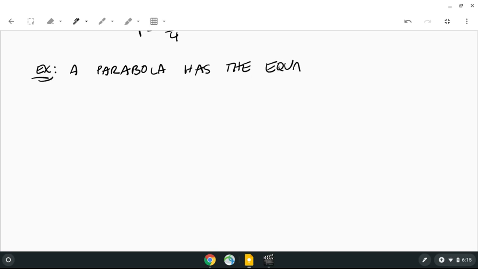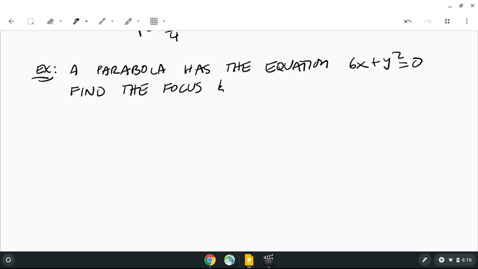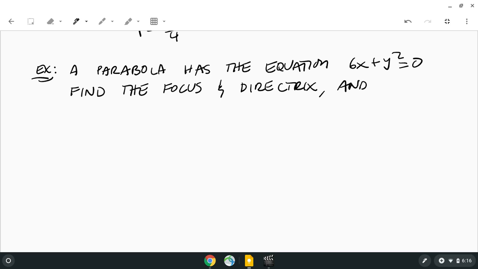Okay, let's take a look at this next one. Suppose that a parabola has the equation 6x plus y squared equals 0. Let's find the focus and directrix and sketch the graph.